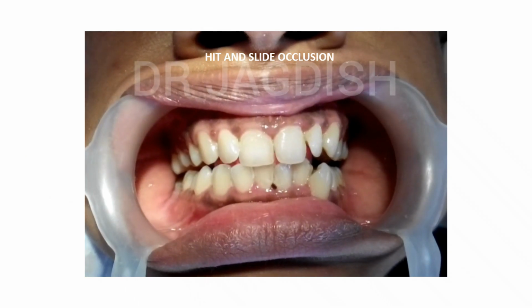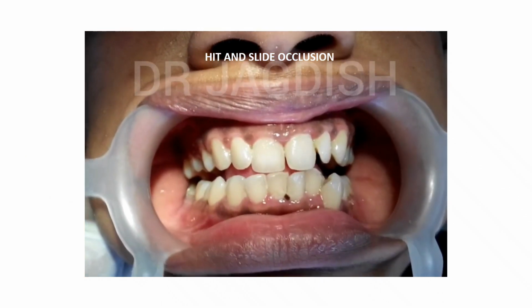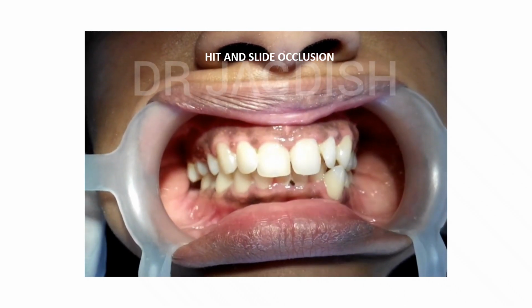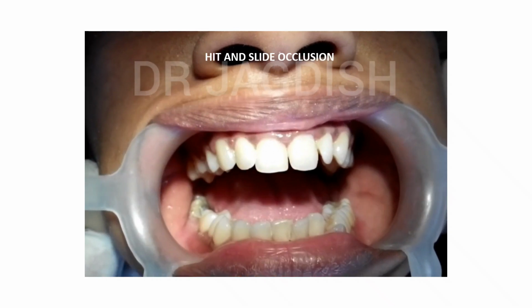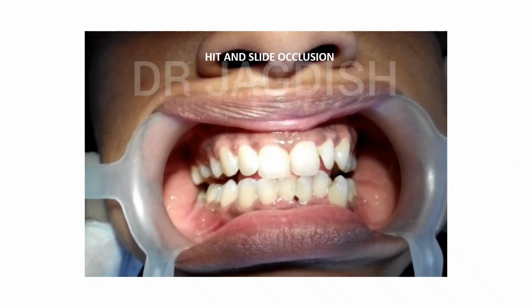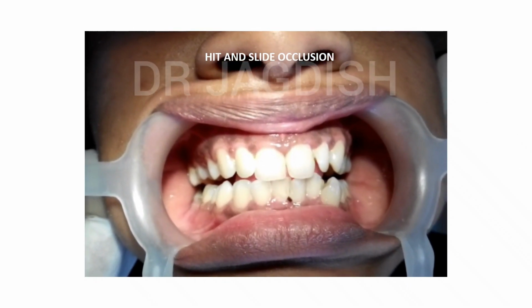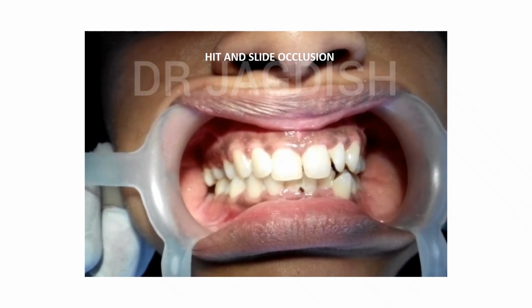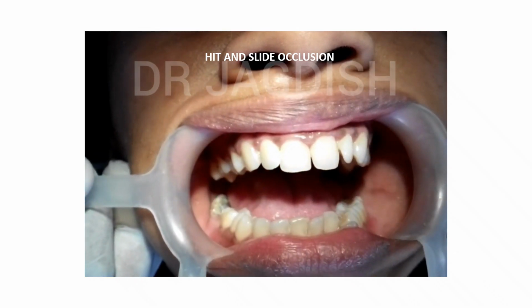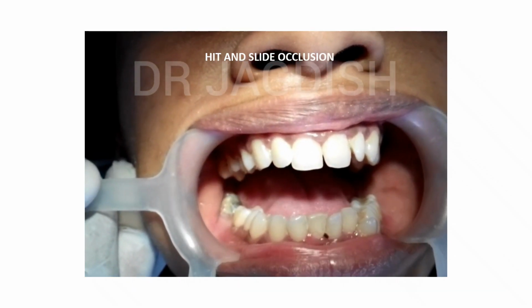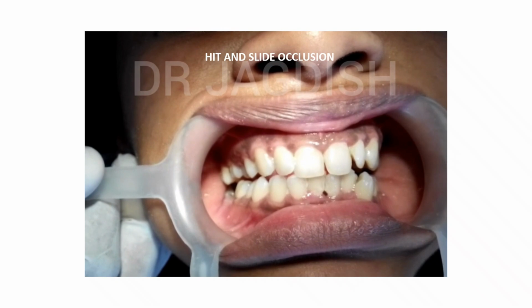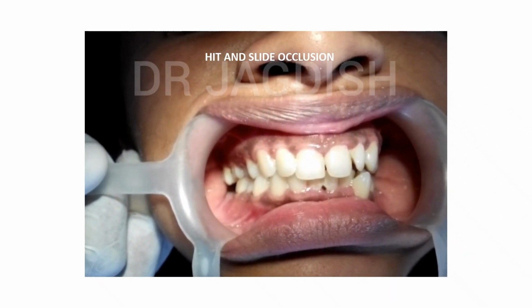This video shows a patient who has a habitual centric. You can see that there is an anterior hit, then a hit in the posterior, and then the patient is closing in the maximal intercuspal position. This shows that the patient has developed a muscle memory to close in a wrong position.